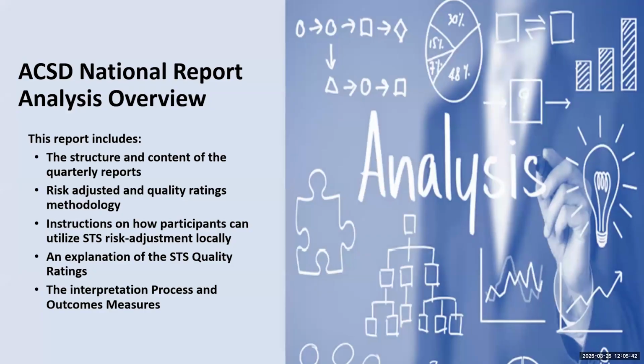So what does the national report contain? Well, it talks about the structure and the content of the quarterly reports. It discusses the risk-adjusted and quality ratings methodology. It gives you instructions on how you can utilize STS risk adjustment locally. It talks about quality ratings and an interpretation of the process and outcome measures. So it's got a great deal of information in it.